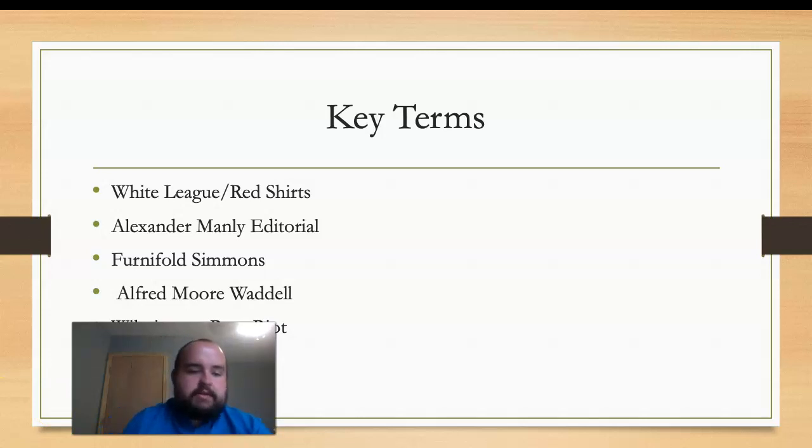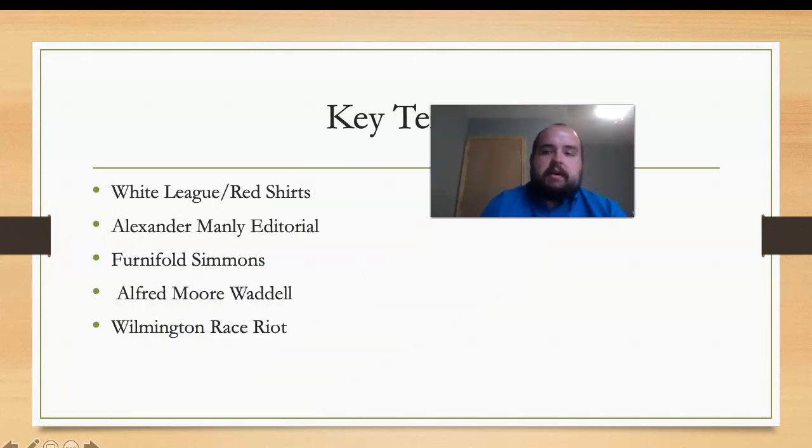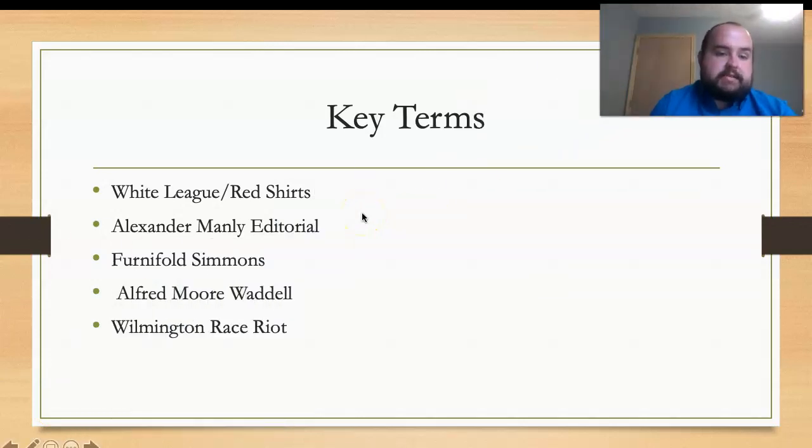Now again, as always, we're going to start off with key terms. I referenced them towards the end of the last lesson. We're going to be looking at the White League and Red Shirts. You can probably guess a little bit of what kind of things they got up to. We're also going to look at the infamous Alexander Manly editorial. We're going to look at Furnifold Simmons, who again I referenced a little bit last time. We'll also look at someone named Alfred Moore Waddell, and of course, as you might guess from the title of this lesson, we're going to be looking at the Wilmington race riot in quite a bit of detail.